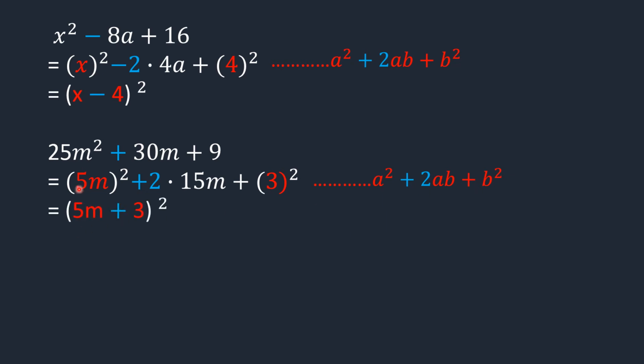We will write square root of 25m squared, which is 5m. Then we will write square root of 3 squared, which is 3. Then we write the sign of the middle term, which is plus, and write the square of the whole bracket. So these are the required factors.